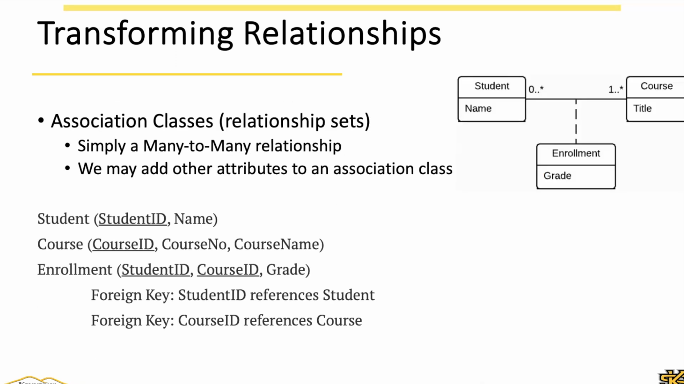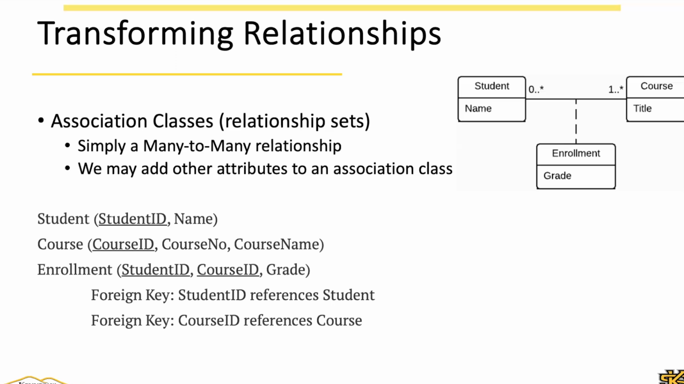If you have a well-designed conceptual model that includes a many-to-many relationship between two classes, you will likely have an association class as well. For example, consider the relationship between students and courses. Each student can enroll in many courses, and each course can have many students. To manage this, we create an enrollment table to store information on which students are enrolled in which courses.